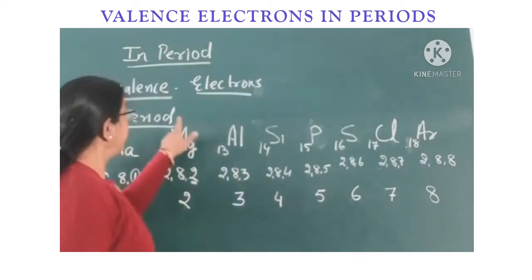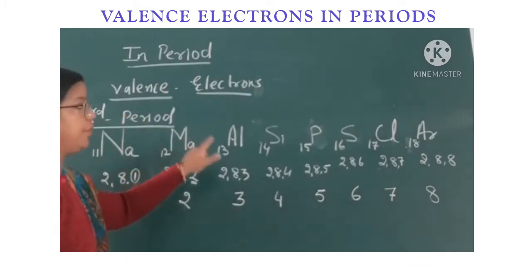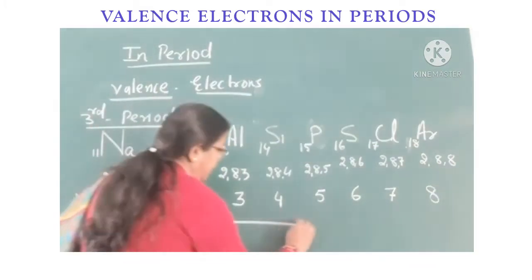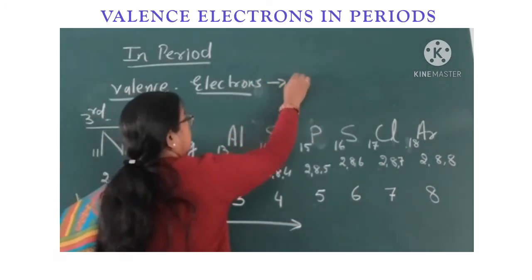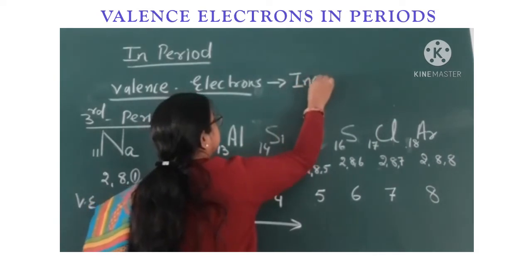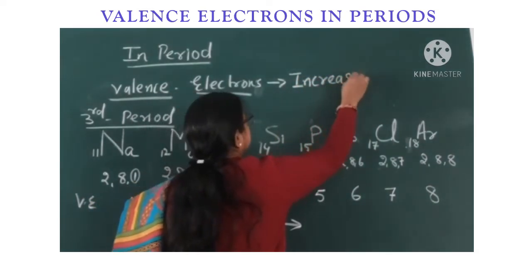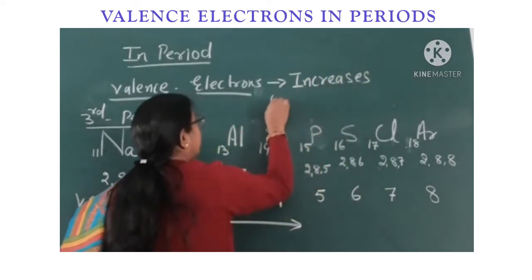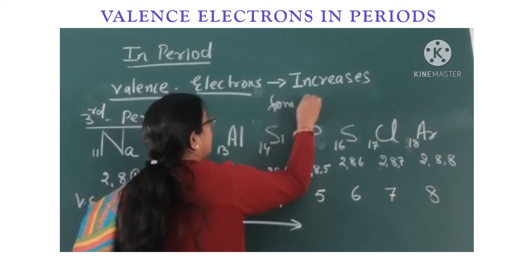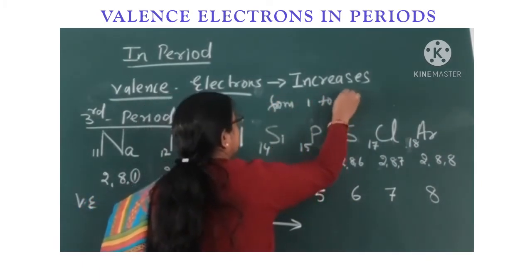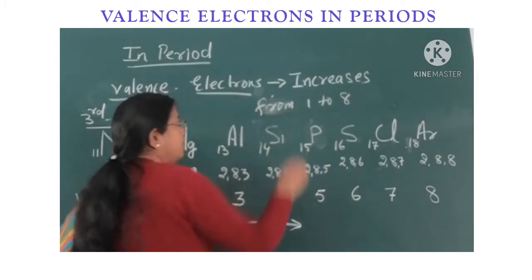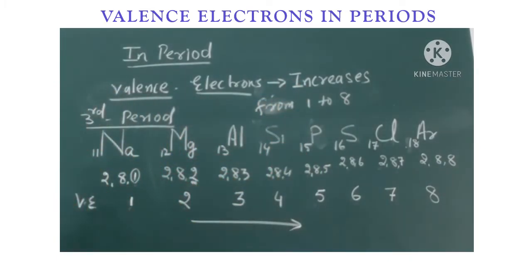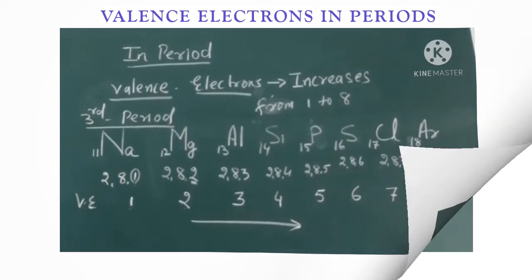That means when we move from left to right in a period, the valence electrons increase from 1 to 8. The valence electrons increase from 1 to 8. That is across the period.